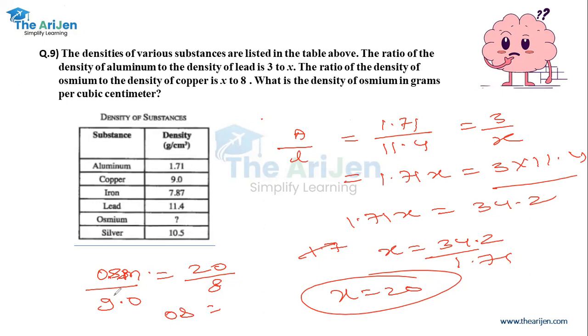Osmium here, when you transpose this 9 to the other side, you will get the value 22.5 on solving. So that was an easy question. You have been given the chart as well. It's very basic. You just have to use your number knowledge. You will be able to do it, right?